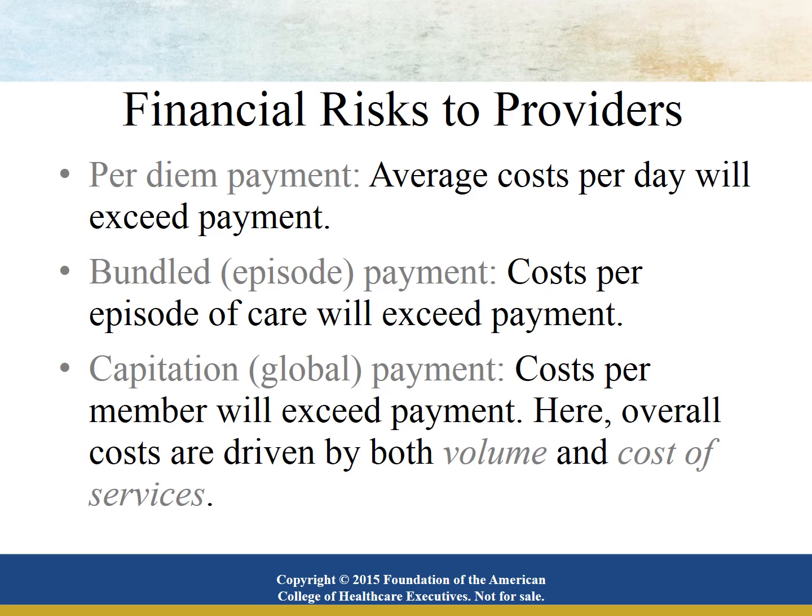Again, capitation flips it. Cost per member exceeds payment. Here, overall costs are driven by both volume and cost of services. So you would want people to have higher volume in your lower cost services where your preventative care, your primary care, outpatient setting, versus in an acute care hospital where it's very expensive. So volume and cost are the risk on capitation. It's very risky, but with great risk come great rewards, right?